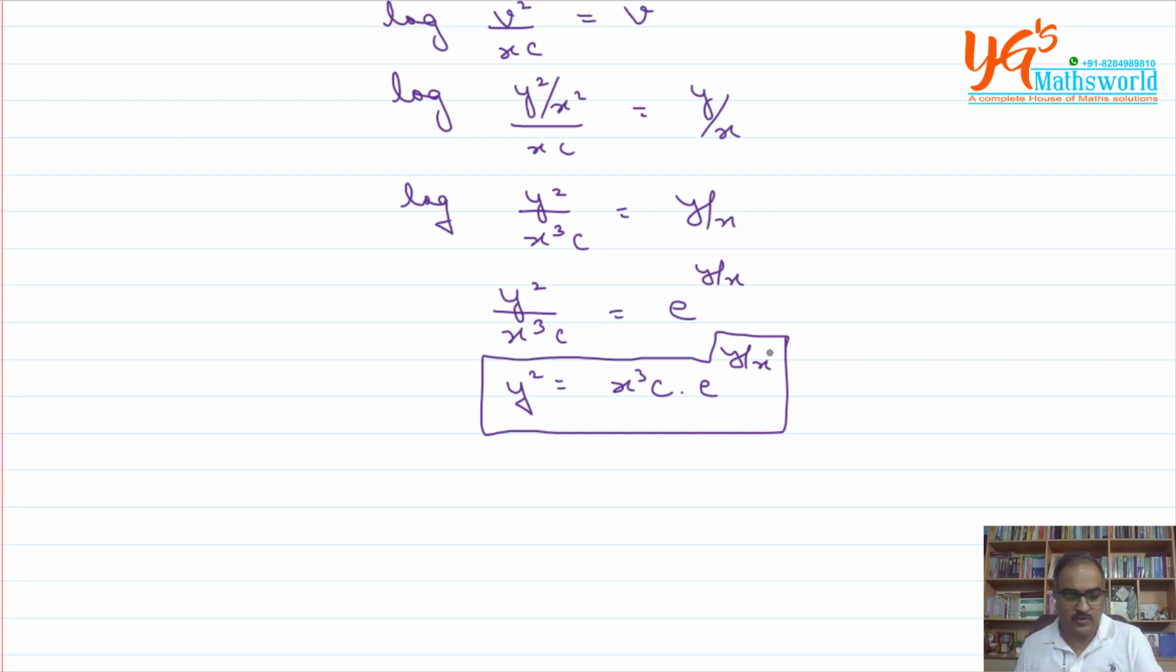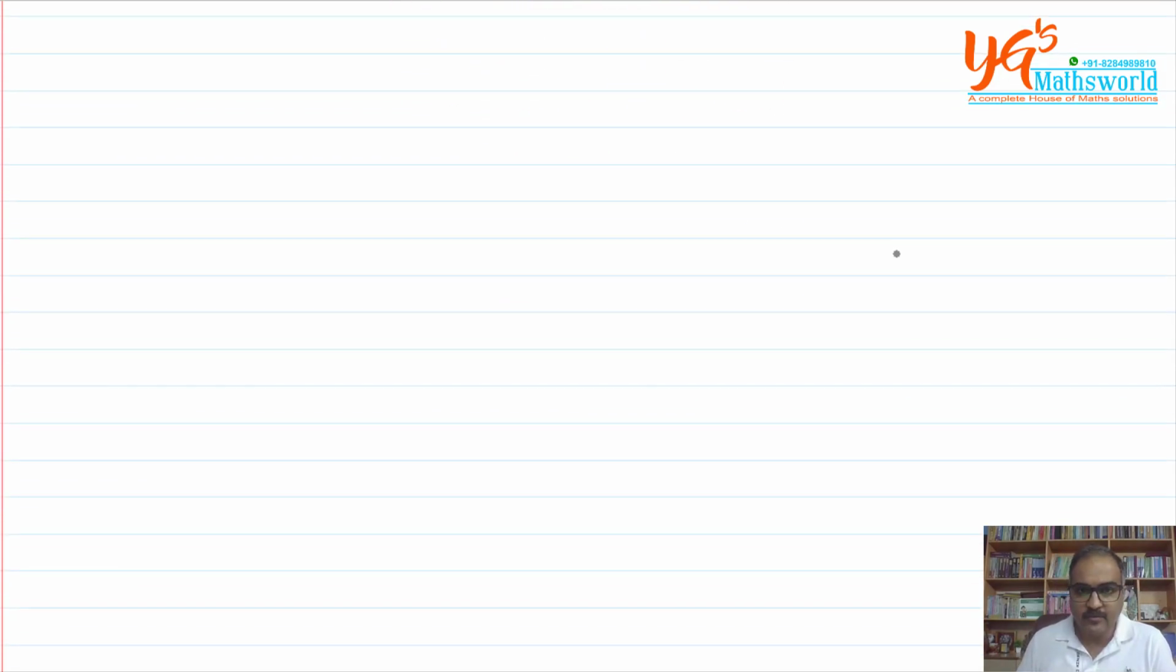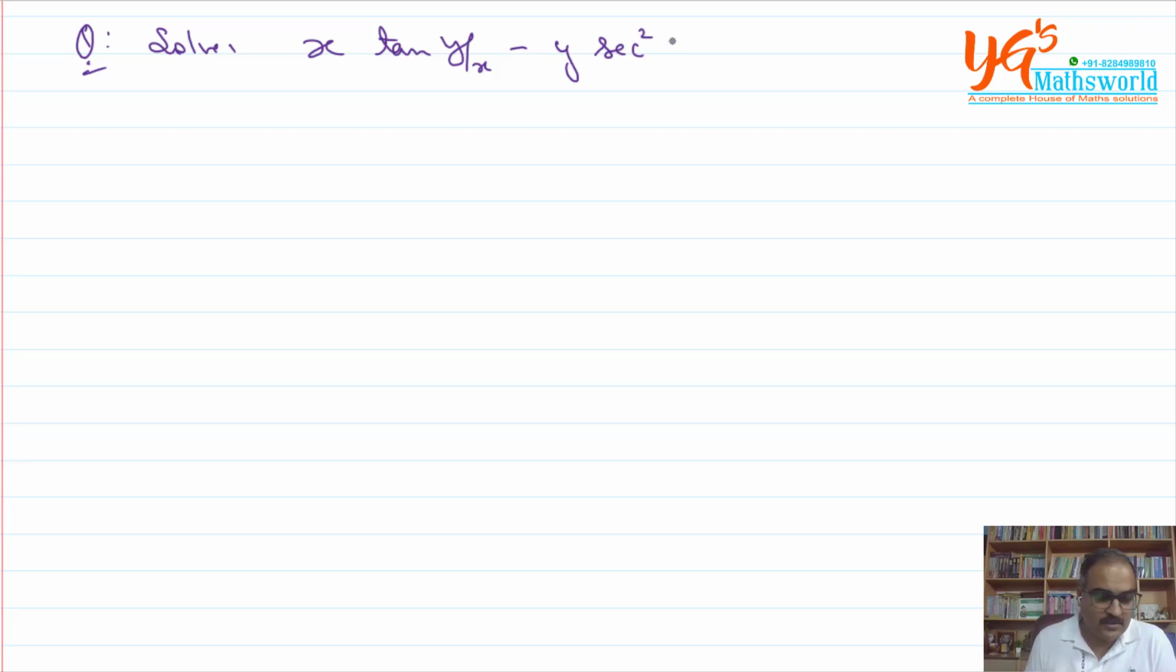Okay, I think the concept is clear to everyone. I'm taking one more question for the clearance of this topic. So the question is, solve x times tan y upon x minus y times secant square y upon x dx plus x times secant square y upon x dy is equal to 0.